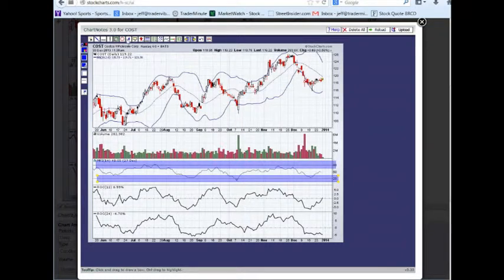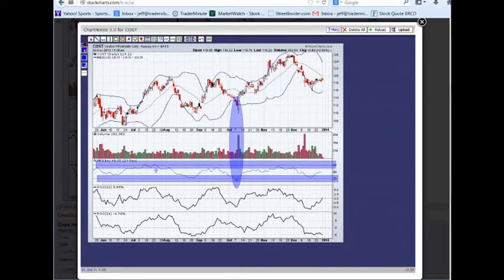Generally, when we hit an overbought area on the MFI, the danger of a pullback grows. We're probably starting to near a resistance area. When the MFI dips below 20, we're probably nearing a support area. So we basically have support and resistance based on the MFI.